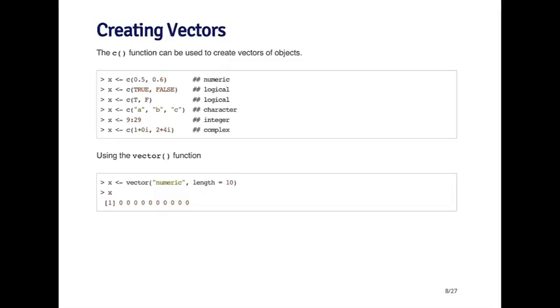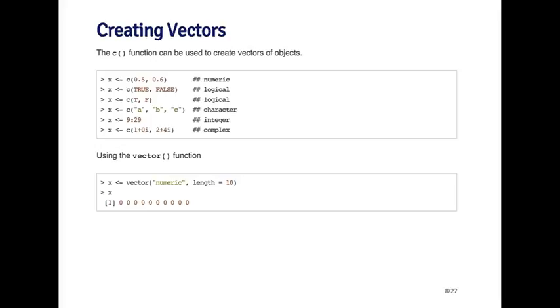So the c function is another function that can be used to create vectors of objects. And you can think of c as standing for concatenate, because it can be used to concatenate things together. So for example, I can create an object called x by concatenating 0.5 and 0.6, and that will give me a numeric vector of length 2, where the first element is 0.5 and the second element is 0.6. In the second example here, I've got a logical vector where I'm concatenating TRUE and FALSE.